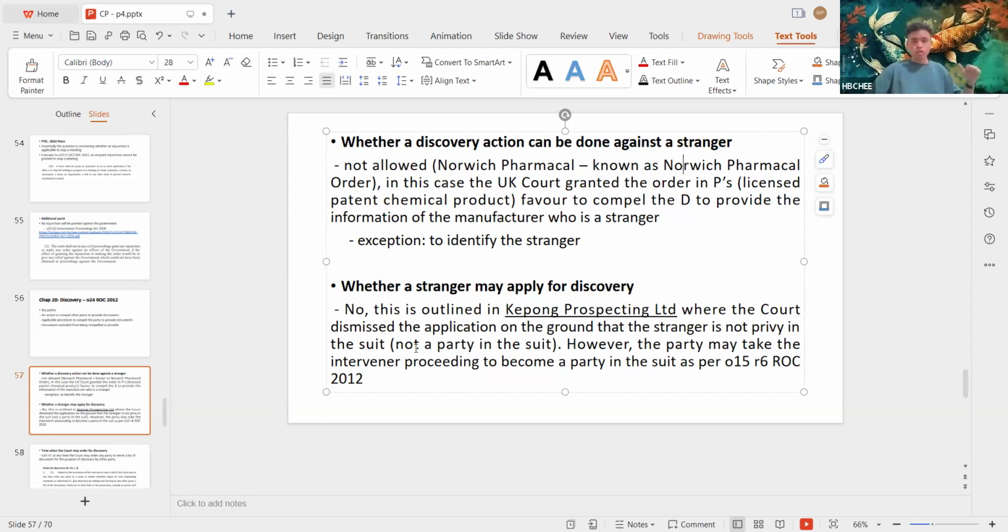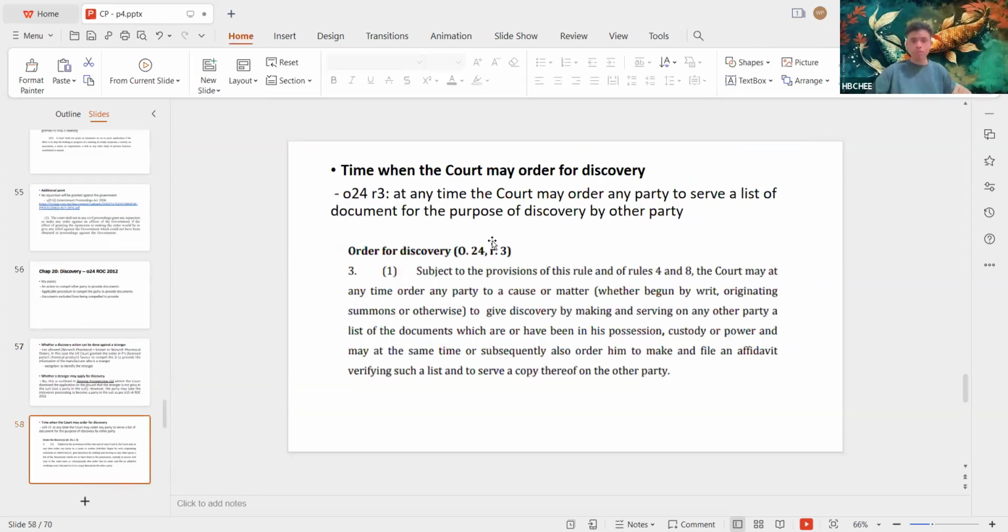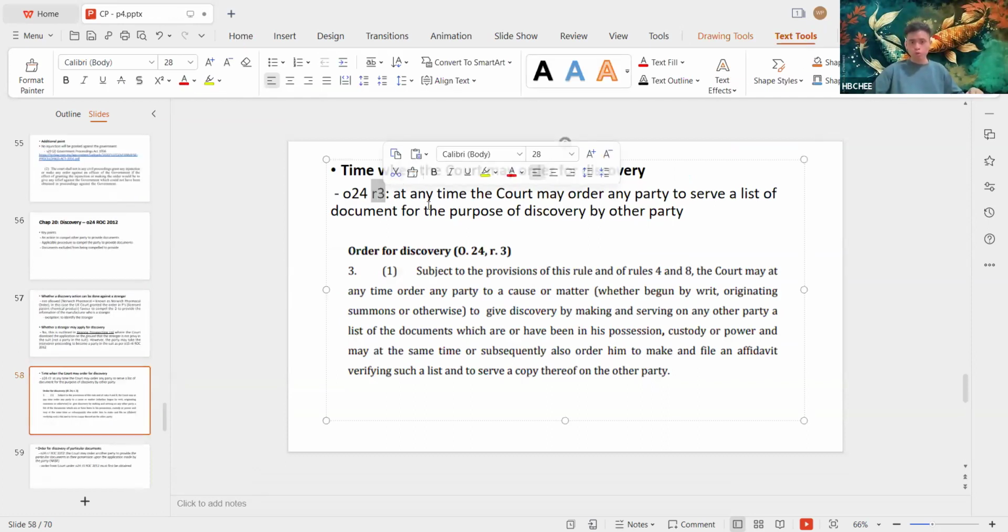The first thing is you want to protect his legal right, not the monetary right. And in this case, you have to be very familiar with how to substantiate the intervener application. Now, when is the time the court may order for discovery? This is given in Order 24, Rule 3. Any time the court may order the party to serve a list of documents for the purpose of discovery by the other party. And here is Order 24, Rule 3.